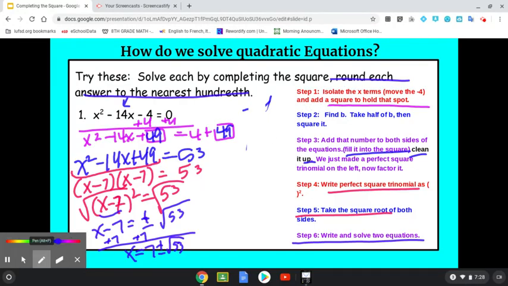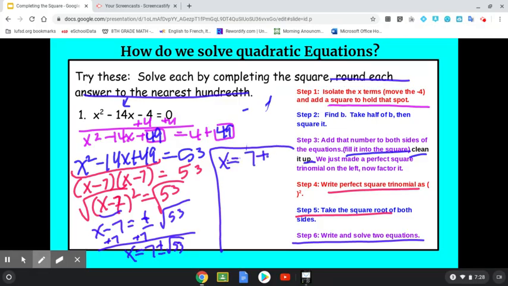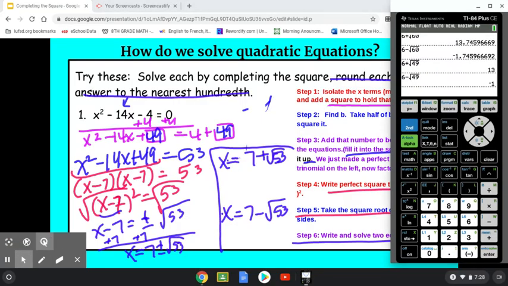What we need to do is box it off and write x equals 7 plus radical 53 and x equals 7 minus radical 53. We have two answers to this quadratic, and we have to get them both rounded to the nearest hundredth. So we're going to take our calculator. I already plugged it in, so I'm going to go find it. And I'm going to do the plus one first.